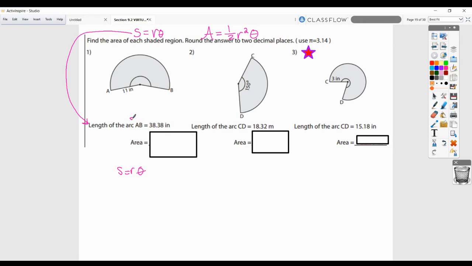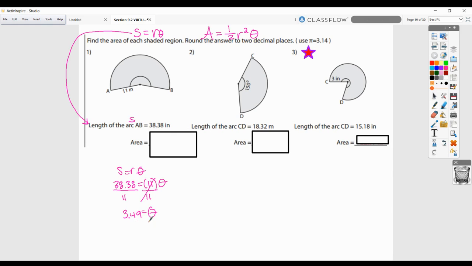They give us what the length of the arc is, which is S. So we have 38.38. That's the length of the arc, S. They give us the radius, which is 11, and now I need to find theta. So what would I do to each side to find theta? I would divide by 11, right? You're solving for theta. So I have 38.38 divided by 11. For each of these problems, I would like you to round to 2 decimal places.